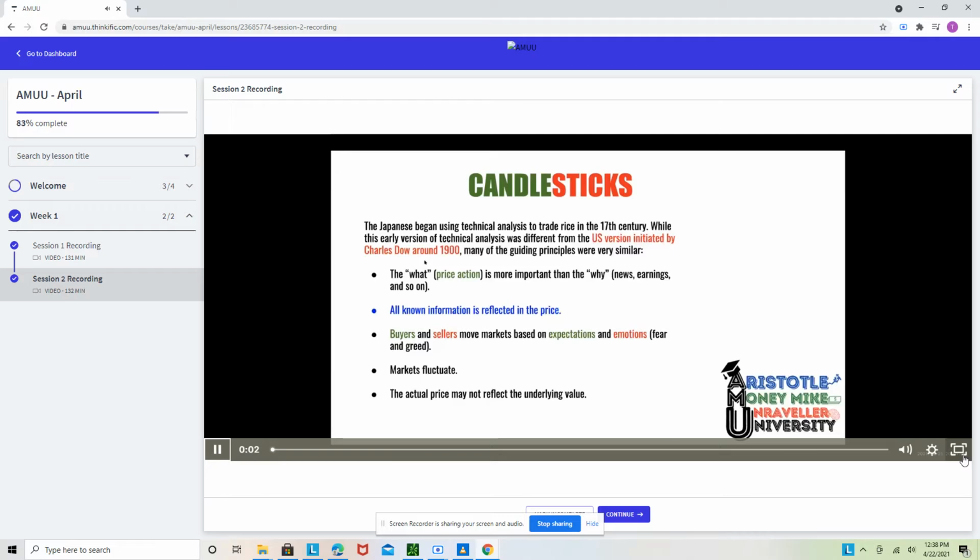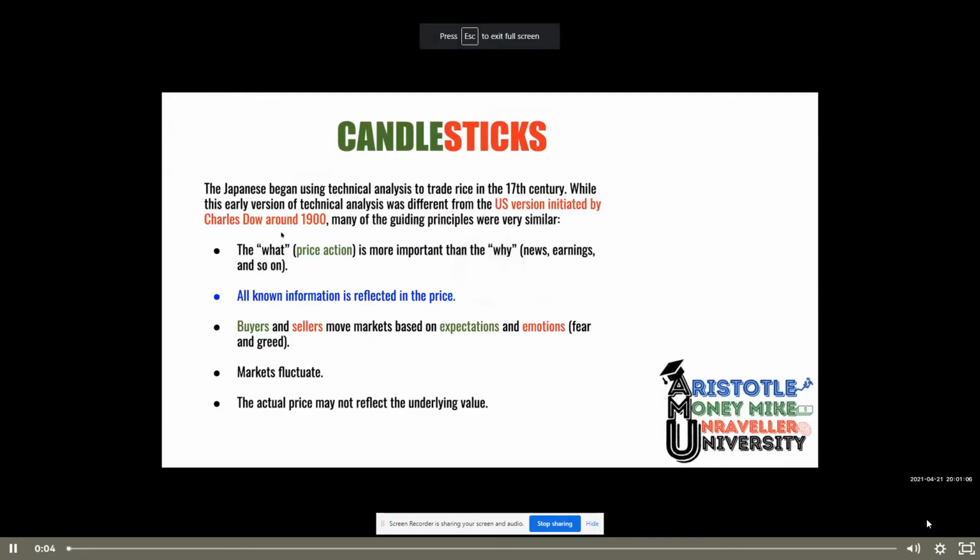Today, you guys will be learning about candlesticks. The Japanese began using technical analysis to trade rice in the 17th century. While this early version of technical analysis was different from the US version initiated by Charles Dow in 1900, many of the guiding principles were very similar.